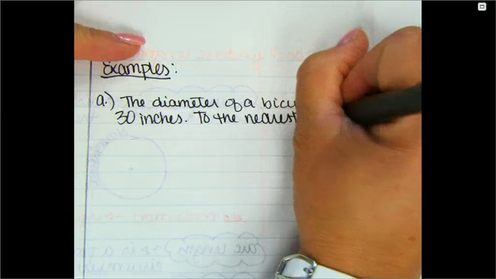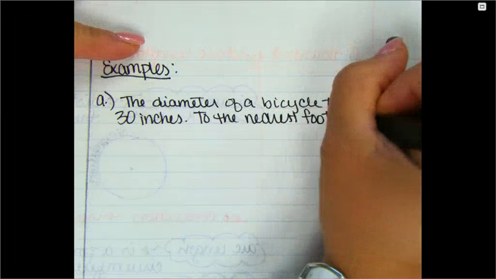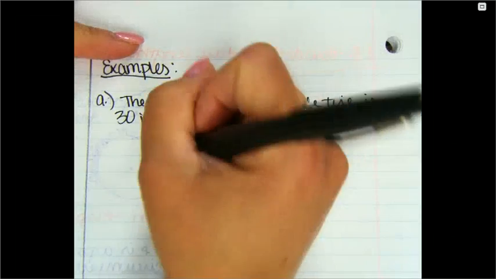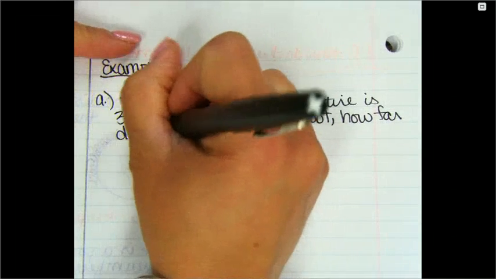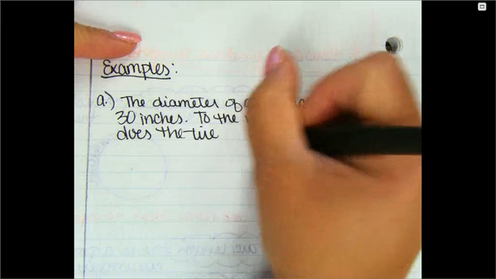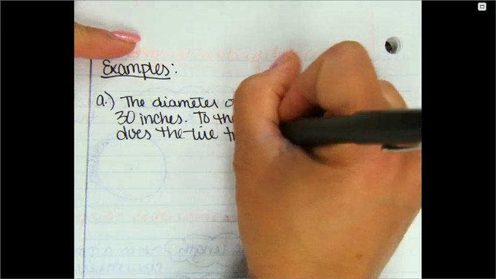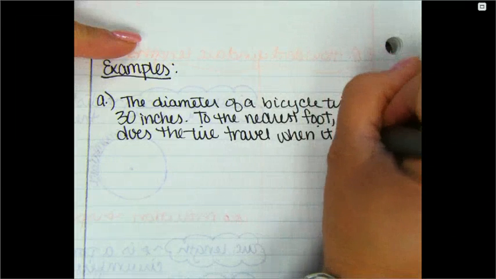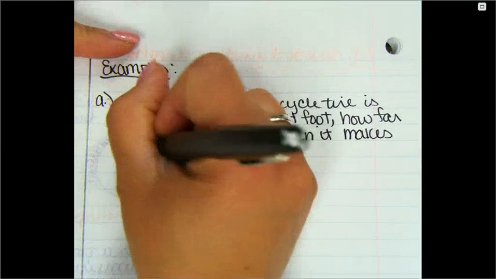To the nearest foot, how far does the tire travel when it makes 100 revolutions?